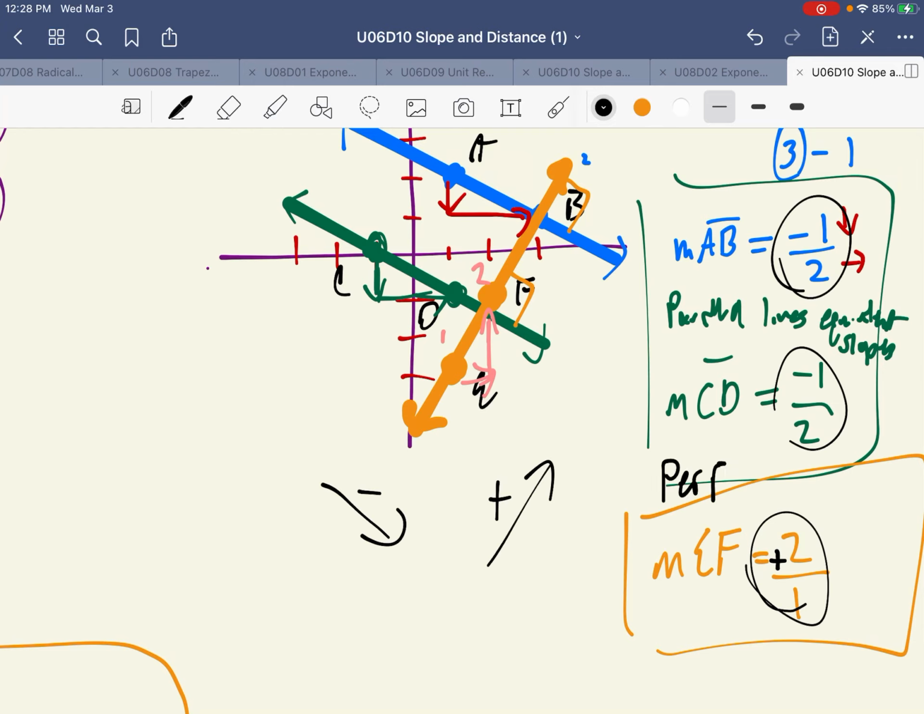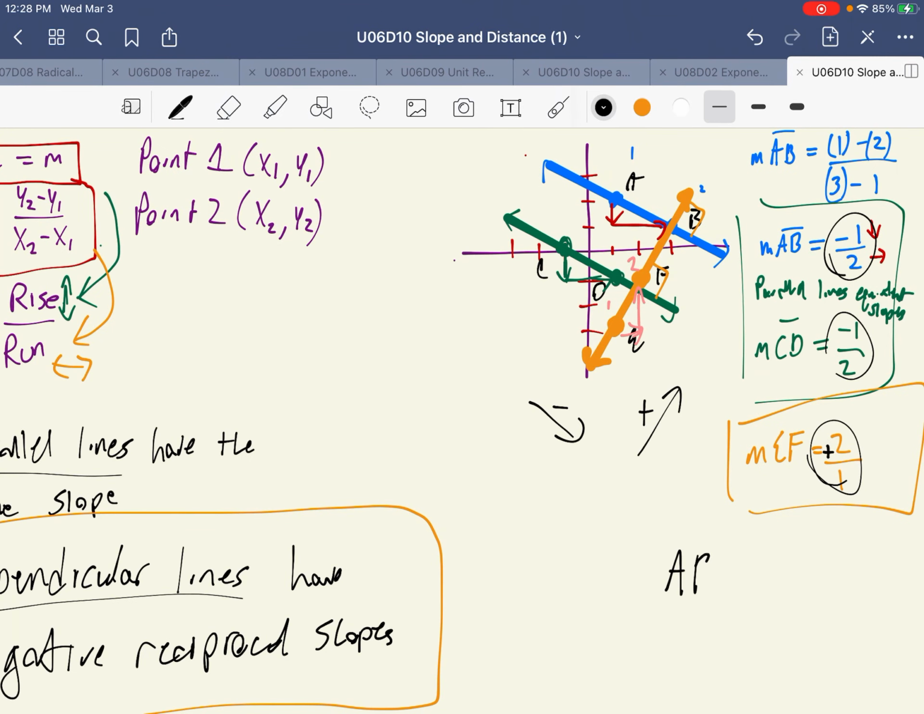So perpendicular lines have negative reciprocals, or negative reciprocal slopes. We'll write it. Well, it's on the notes on the left side. I'll go over there in a moment. So reciprocal means to flip the fraction. So this is 1 over 2. This slope is 2 over 1. Negative means this slope is negative, this slope is positive.